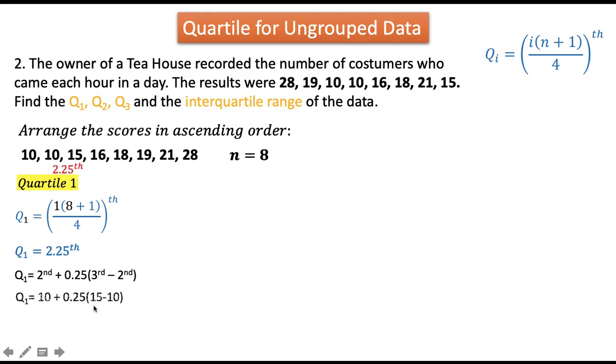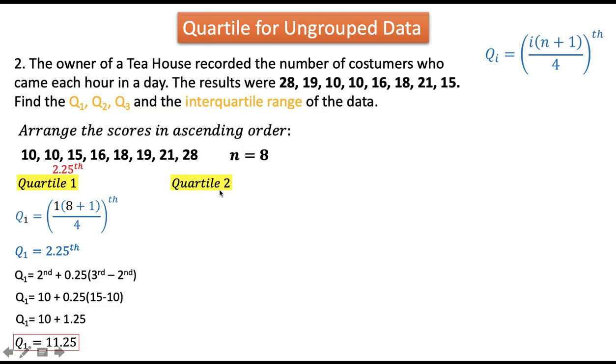So our third rank here is 15 minus the second place, which is 10. So 15 minus 10, that is 5. 5 times 0.25 is 1.25. Added to the second rank, which is 10. So 10 plus 1.25, that is 11.25. Therefore, our quartile 1 is 11.25, that is the 2.25th rank in our given data set, arranged in ascending order.